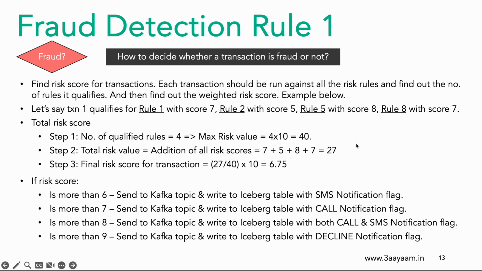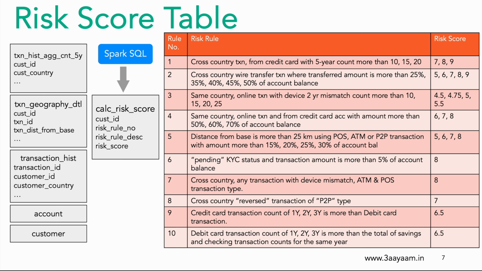Now why can you have different scores in different rules? For that, we'll have to look back at the risk score table again. So let's take this one as an example. If the transaction is a cross-country transaction done with a credit card, with 5-year count more than 10, meaning the number of cross-country transactions from credit card over the last 5 years is more than 10, then the risk score would be 7. If the number of cross-country transactions using credit card in the last 5 years is more than 15, then the risk score would be 8.